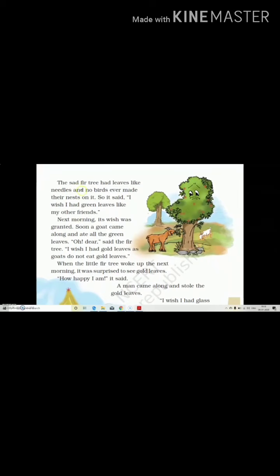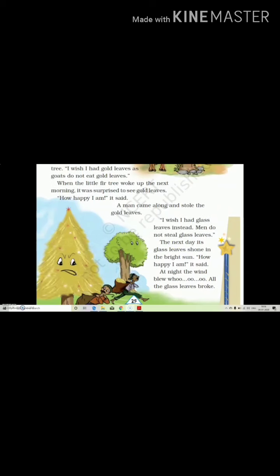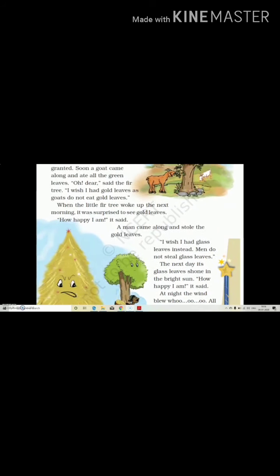The little fir tree remained very sad as he did not like his needle-like leaves. Needle-like means very sharp and pointed. Because no birds ever made nests on it, it wished for green leaves like its other tree friends. Next morning, it was surprised as well as happy to see its green leaves. After some time, a goat came there and ate up all the green leaves. The tree became very sad and asked for its second wish, if it could have gold leaves, because goats do not eat gold leaves.